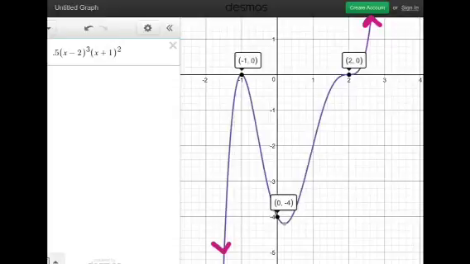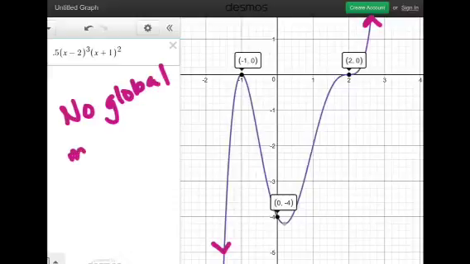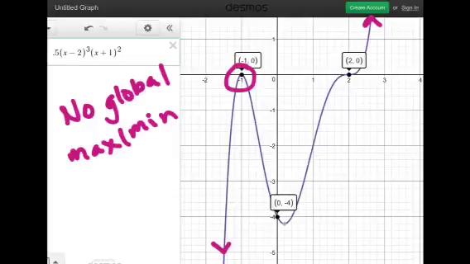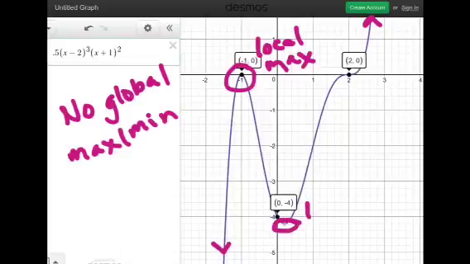So this one, because the ends go in opposite directions, does not have a global max or min. So this one has no global max or min. Okay? It does have a local max. See at this turning point right here? This is considered a local max. And down here, this gray dot is considered a local min. Okay?